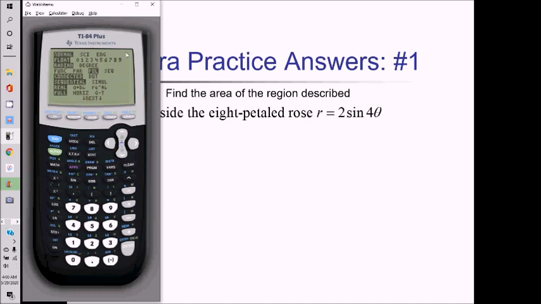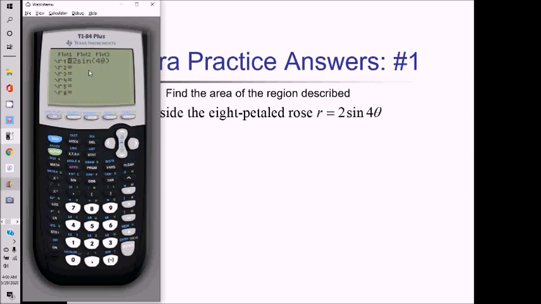To graph this, in mode, I went down here and changed it from func to polar mode, just so I can graph things the way they're supposed to be graphed with these polar coordinates. Now if you go to y equals, you no longer have y equals. You instead have r equals, where I've put my r function in from the problem.